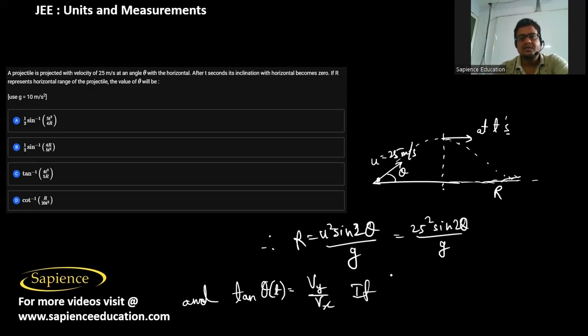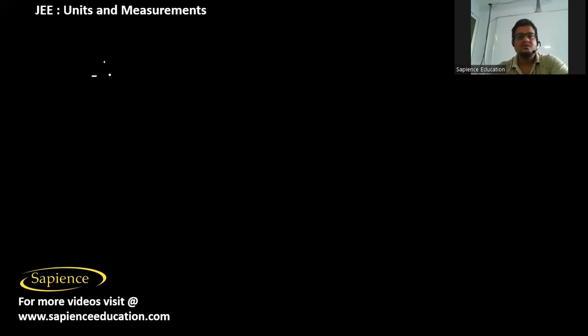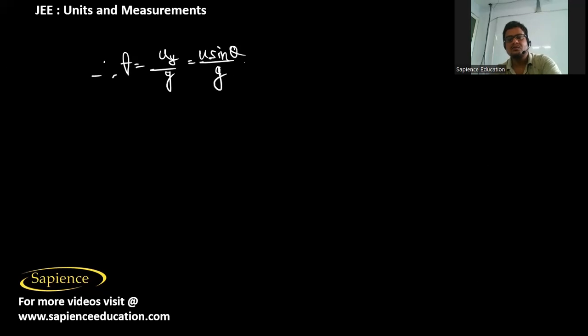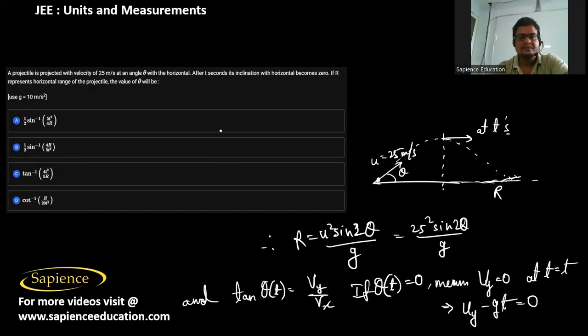So if angle theta at time t is 0, it means vy will be 0 at time t equal to t. So therefore vy equals uy minus gt, that is equal to 0. So therefore t will be equal to uy by g, that is equal to u sine theta by g. So t equals u sine theta by g.